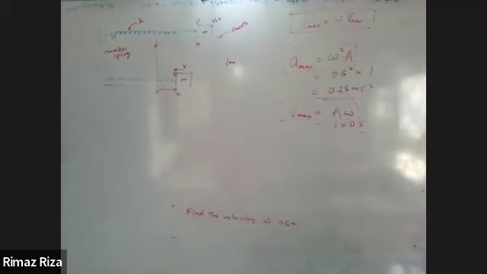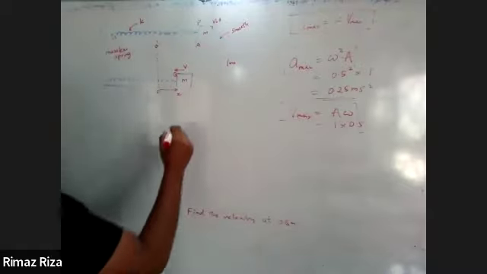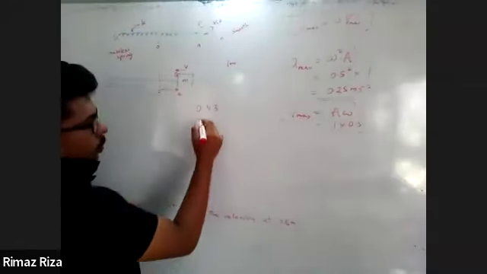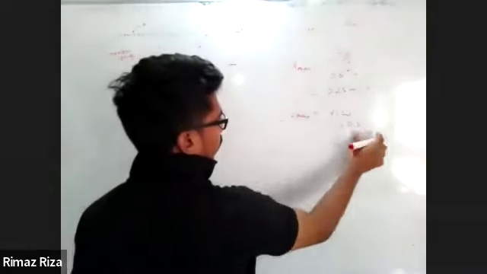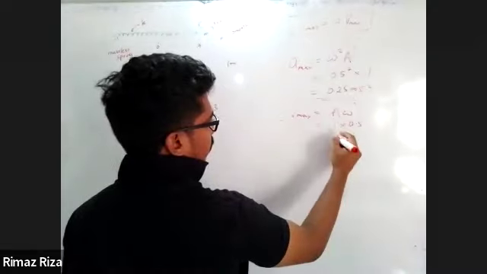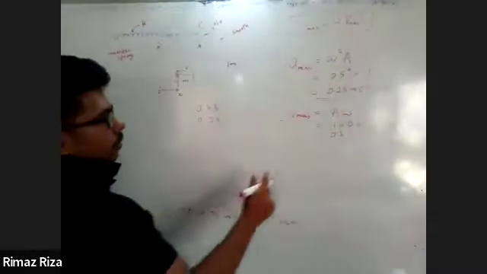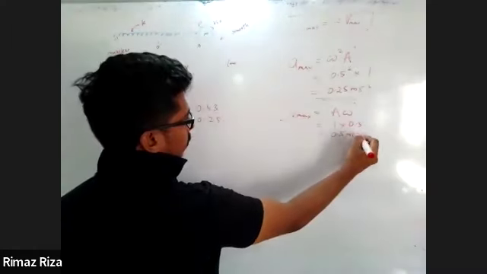Okay, so let's check. Abhishani's answer is 0.43, Aisha's answer is 0.25. Here we found the A max is 0.5. So anyway, it has to be smaller than 0.5 meters per second.